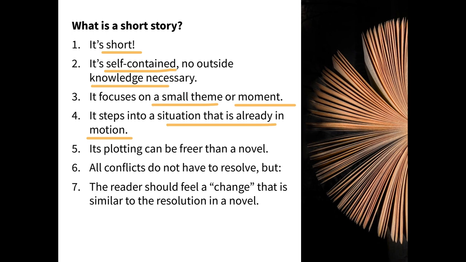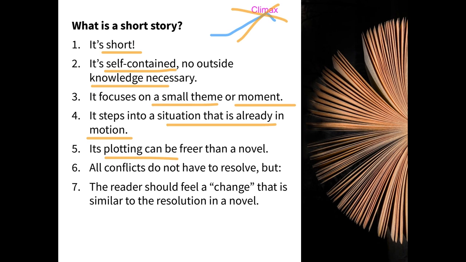Right? That's the perfect place to start a short story. Its plotting can be freer than a novel. Novels have all these rules. You may have seen the classic novel diagram, where you have the climax of the story up there, right? Maybe you guys have all seen this. That's not true of a short story, okay? Short stories can have that, but they don't necessarily have that. So the story arc can be very different in a short story because it's a much more flexible genre.